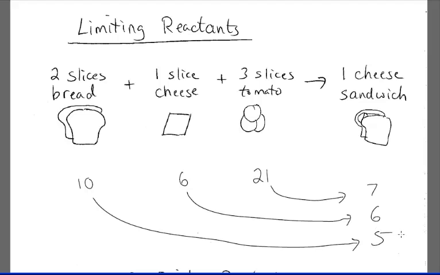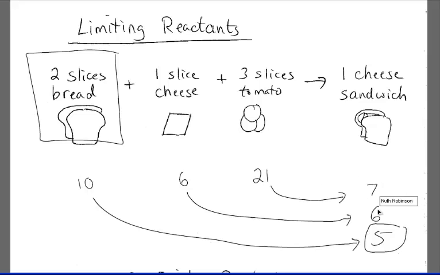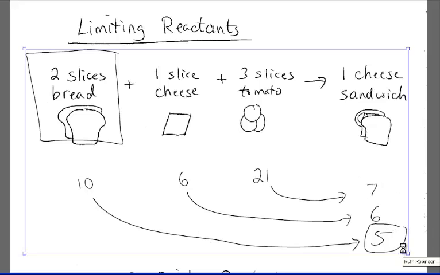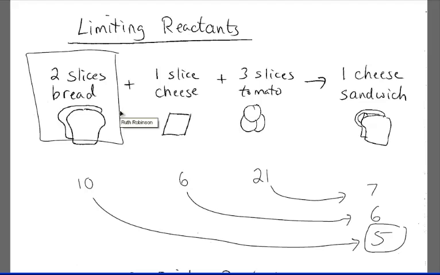5. Okay, so how many can you really make? Whatever reactant told you you could make the fewest is going to be telling the truth, because there's not enough to make the other two. So you can make 5 sandwiches. And then the bread is what we would call the limiting reactant. It limits how much we can make.